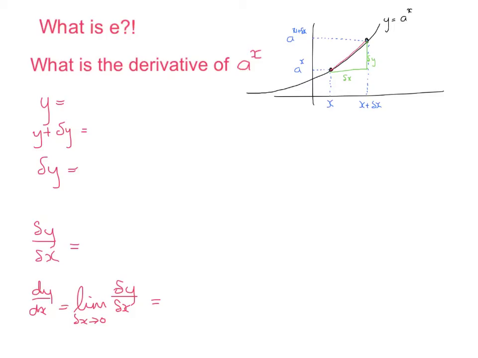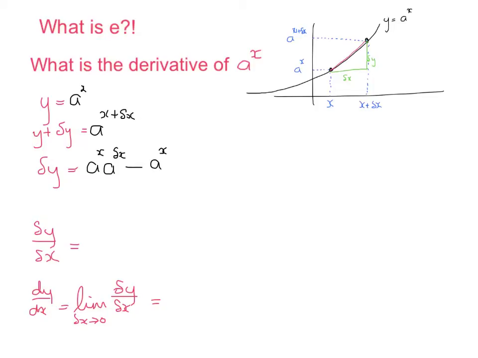Okay, so let's have a look at this derivative of a to the x from first principles and see what happens. So we start with our y is a to the x, and then we say what's y plus delta y? That's the height up here, a to the power of x plus delta x. So delta y is, actually, I'm just going to use my rules of indices to write this. Hope you're happy with that. a to the x times a to the delta x minus y, and y is a to the x.